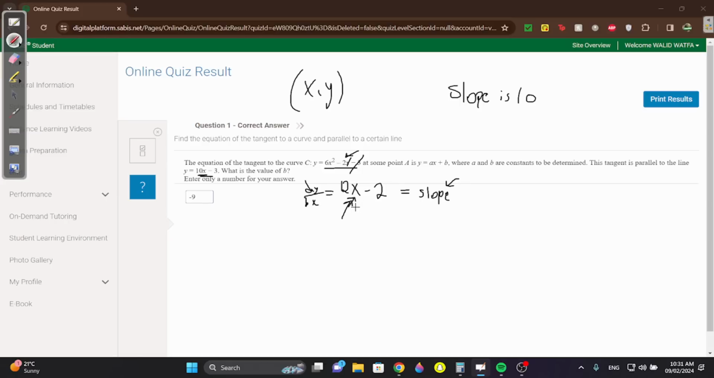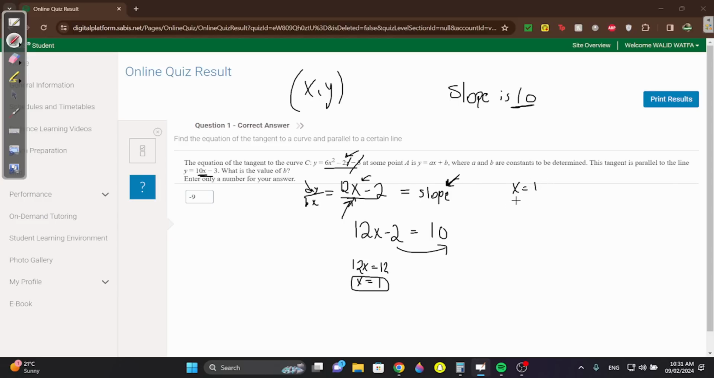But what you have to do here is, once you plug in your x coordinate to your dy over dx, you get the slope. We don't have the x coordinate, but we do have the slope. So you know that 12x minus 2 will be equal to 10. If you take 2 to the other side, it will be 12x equals 12 and x equals 1. So that means you know your x coordinate is 1. So at x equals 1, now can I find my y coordinate? Yes, of course you can.